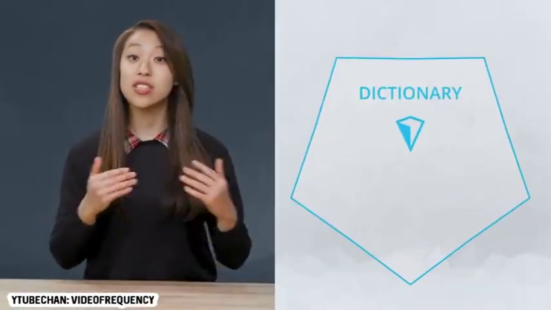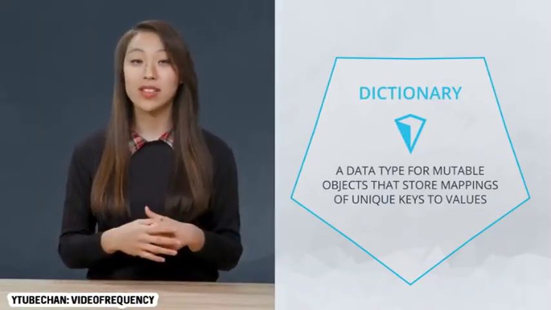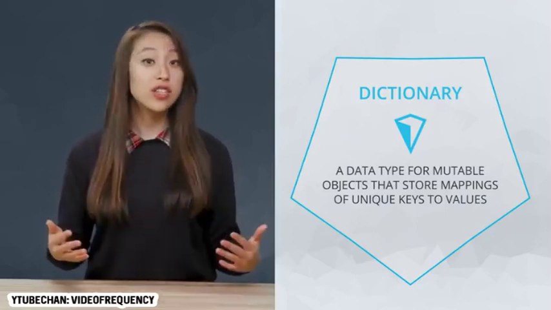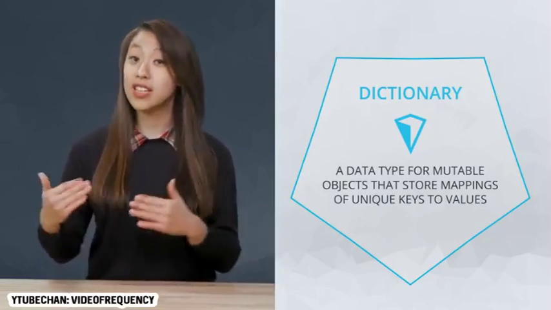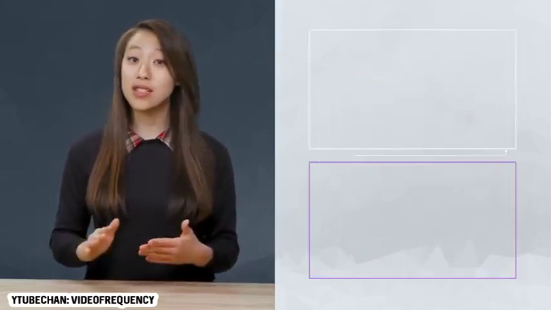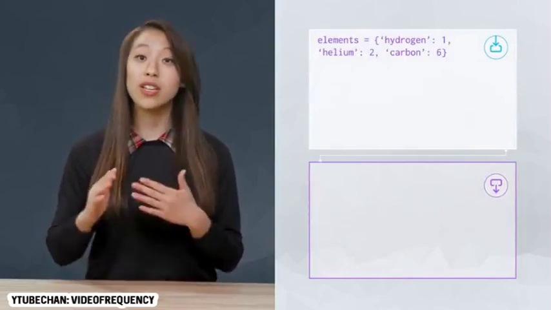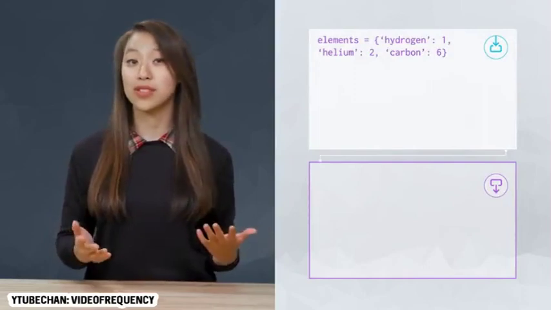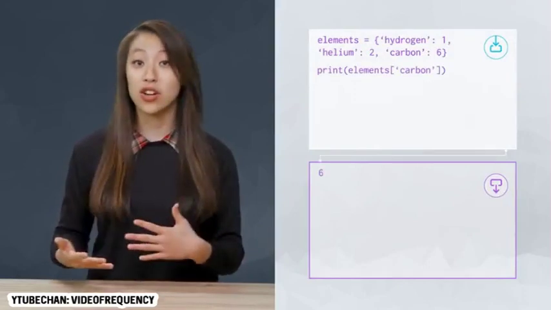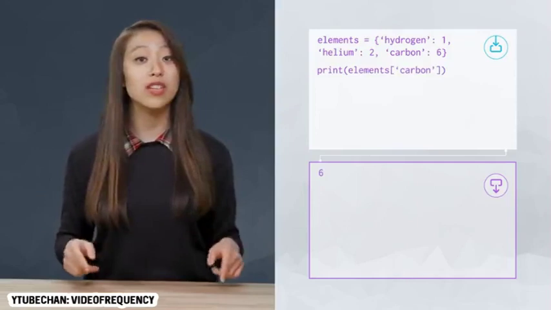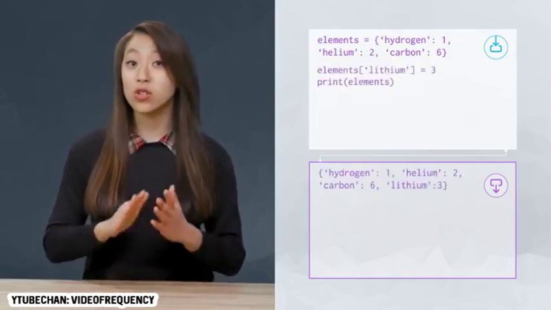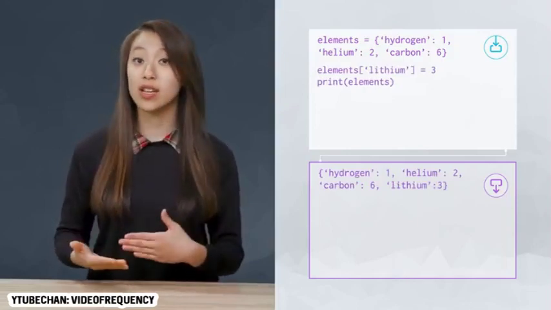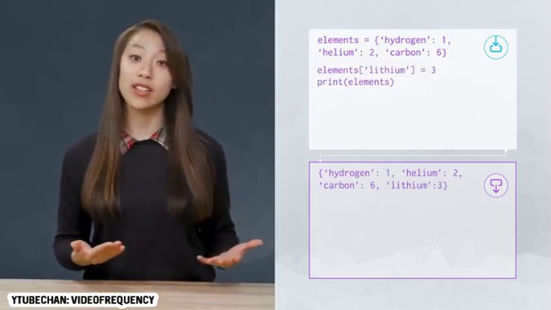Our next data structures, dictionaries, are more flexible. Rather than storing single objects like lists and sets do, dictionaries store pairs of elements, keys and values. In this example, we define a dictionary where the keys are element names and their values are their corresponding atomic numbers. We can look up values in the dictionary by using square brackets enclosing a key. We can also insert new values into the dictionary with square brackets. Here, we are adding lithium and giving it a value of 3.